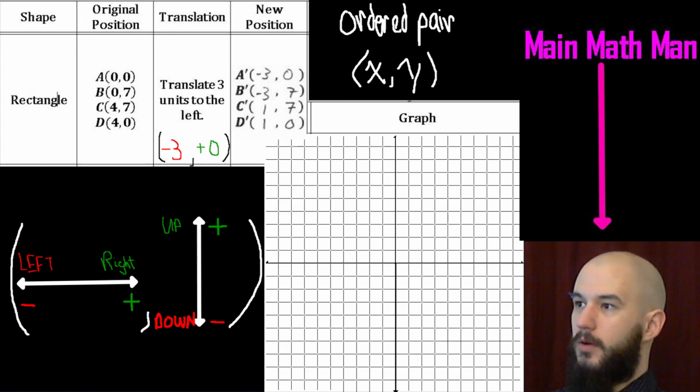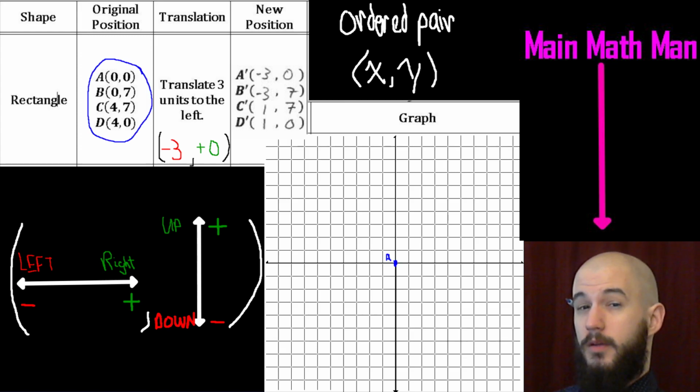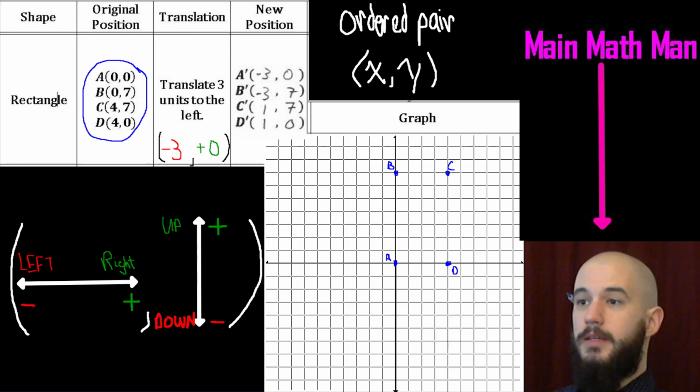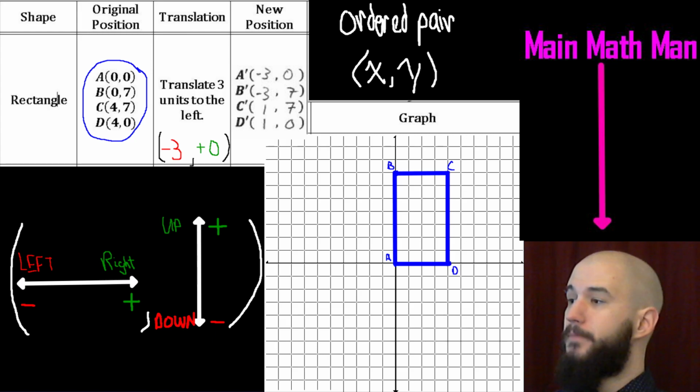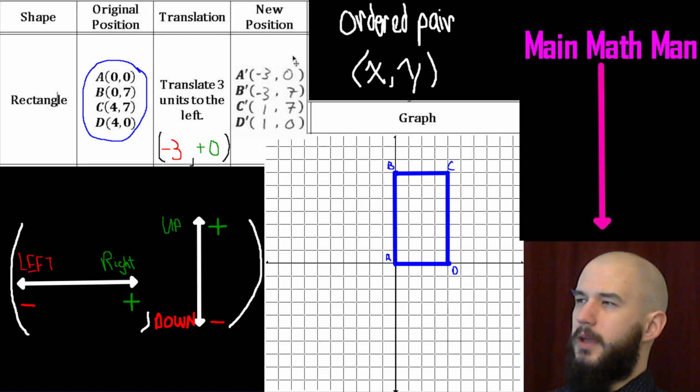To graph it, I'm going to graph the pre-image first, and then I'm going to graph the image, or the end result. I have the points A, B, C, and D as my pre-image. I connect those lines to draw the shape, or the polygon. Now, how do I draw that image? Well, I'm shifting it 3 to the left, and so the points in orange are going to be A prime, B prime, C prime, and D prime.